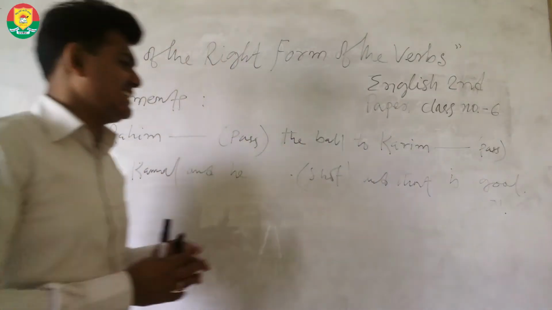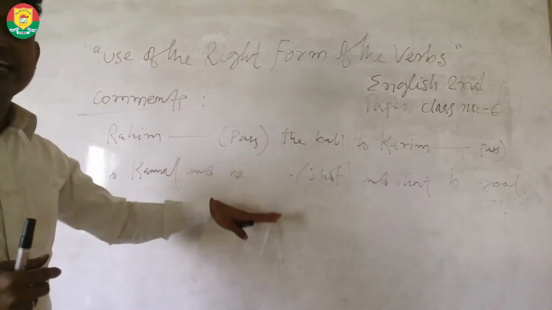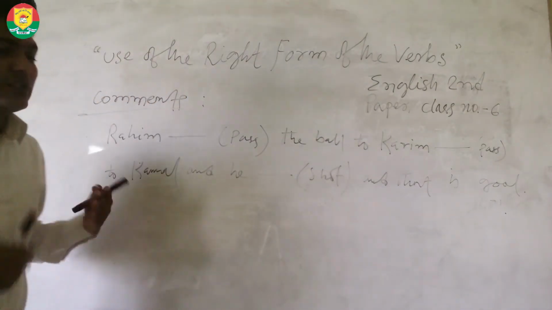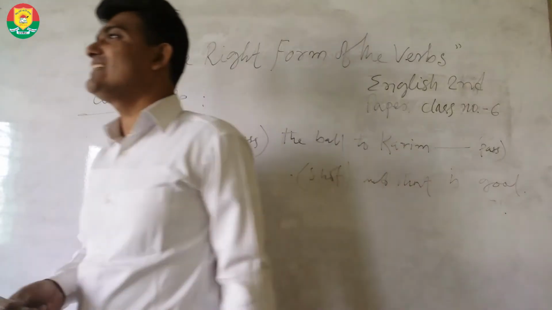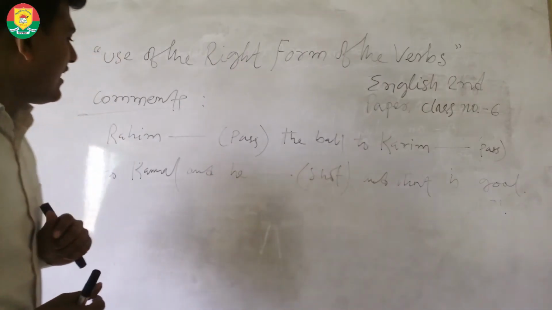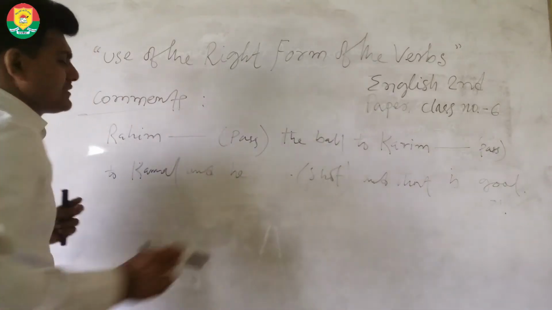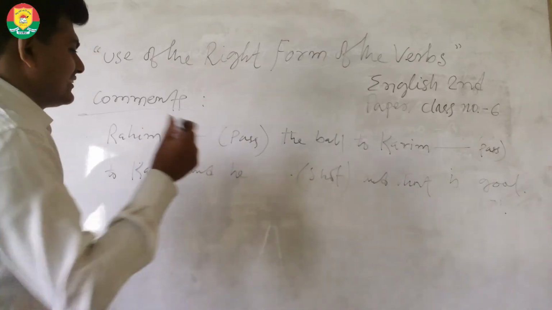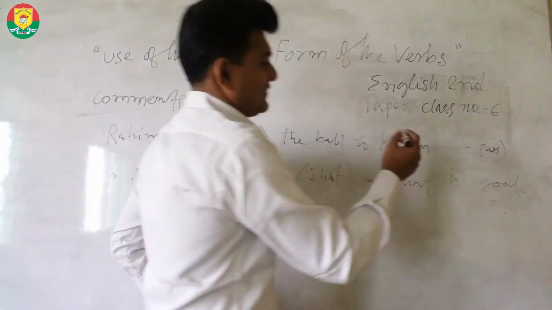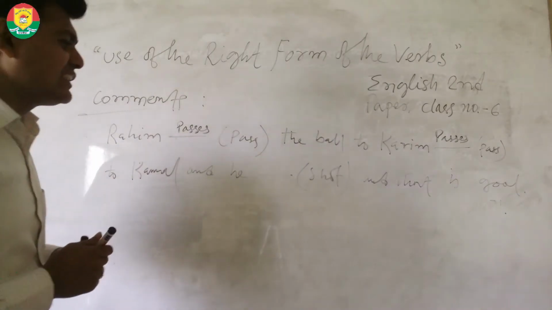Okay, this is a commentator's comment session in a football match. In these comments, you must use present indefinite tense. We generally use present indefinite tense, so you can easily give the correct answer. Rohim is a third person singular number and must use s or es. So, Rohim passes the ball to Kareem, passes to Kamal, and he shoots.